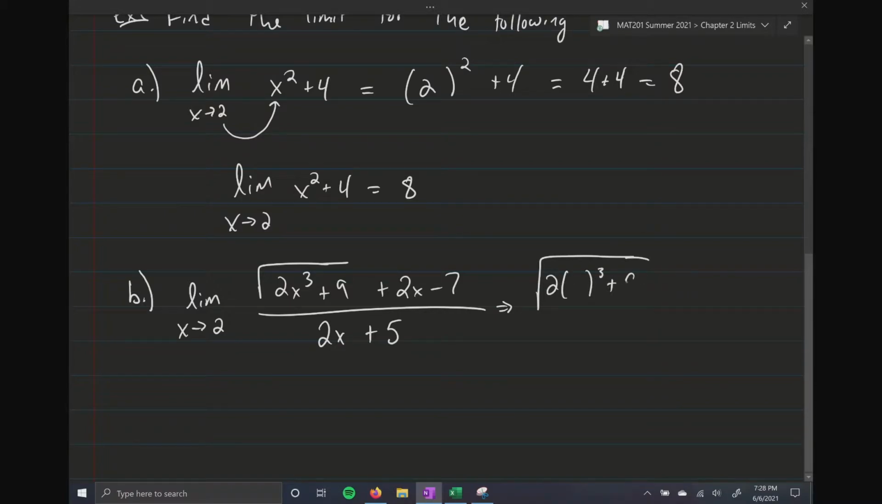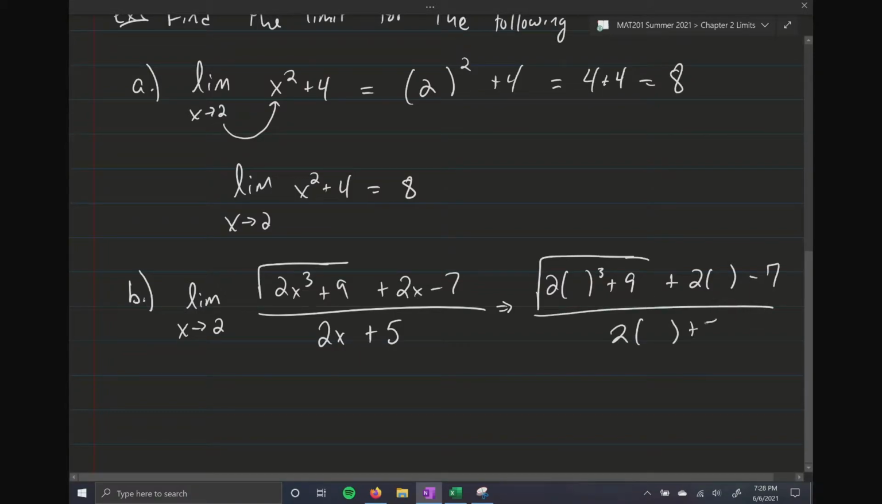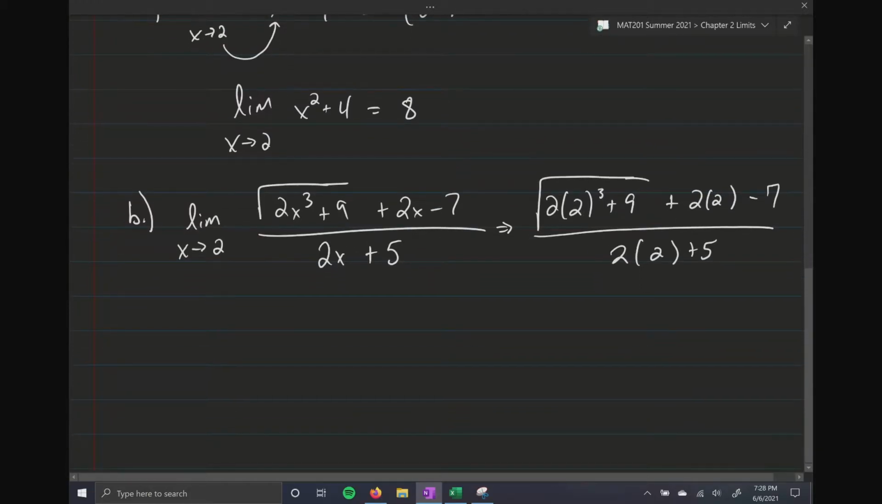Now, I'm very old school. I like to write parentheses wherever I see my variable first, and then I make my substitutions. The reason for that is only because I don't want to miss a double negative or anything back to back. So I'm going to substitute in 2. And all I have to do from here is literally crunch the numbers. 2 to the third is 8. 8 times 2 is 16. Plus 4 minus 7, all over 4 plus 5.